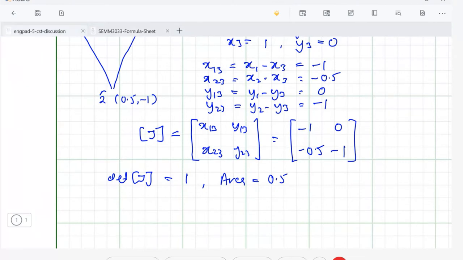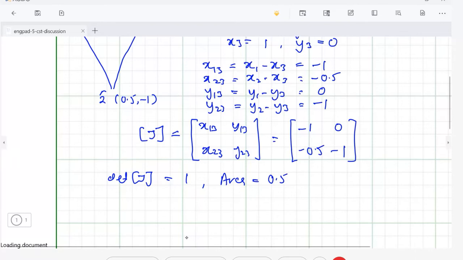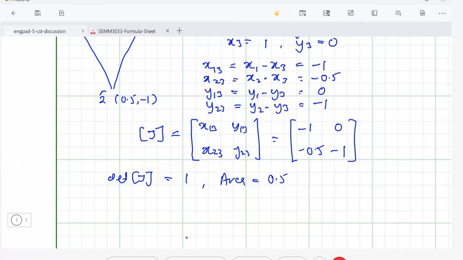Let's close this and reopen the formula. You should have your formula sheet with you. This is tiring. It's not showing the formula sheet.